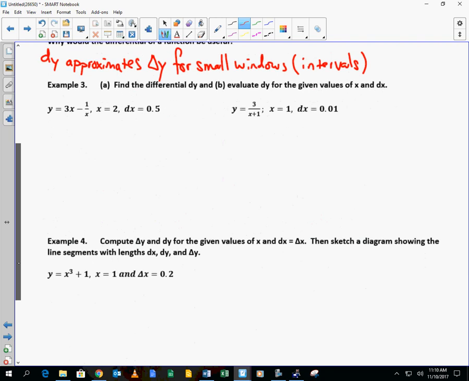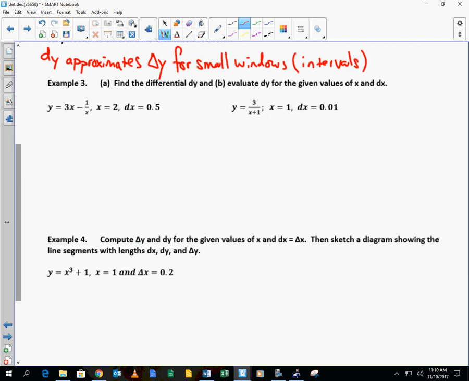Let's go to an example. Just find the differential dy and then evaluate it for given values of x and dx. So dy, again, is equal to f prime of x dx. So dy is equal to, I need to come up with a derivative for f. What's the derivative of the function? So it's negative x to the negative 1. The derivative of negative 1 over x is 1 over x squared.